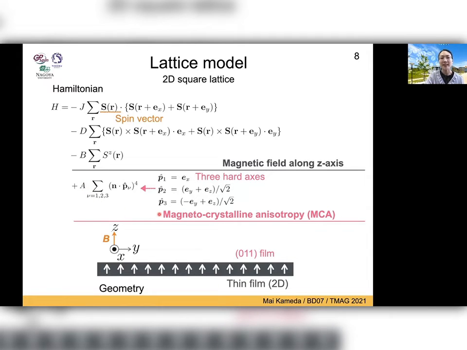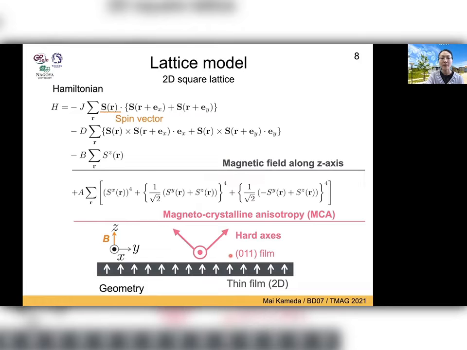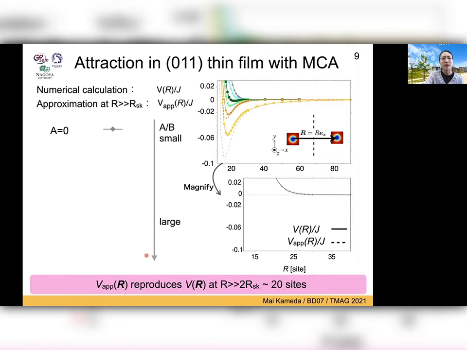Let's call this MCA. This time we choose three hard axes to be P1, P2, and P3, shown here. This choice means we consider the O11 film. Writing MCA with the spin vector looks in this way. The geometry under consideration is shown on the bottom. Here we show the attractive interactions appear in an O11 thin film with MCA.